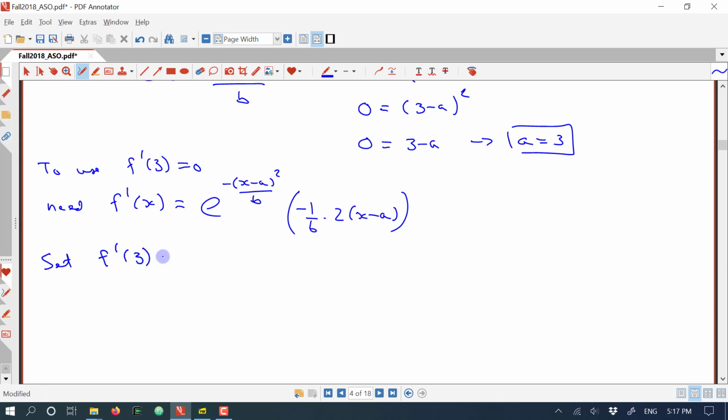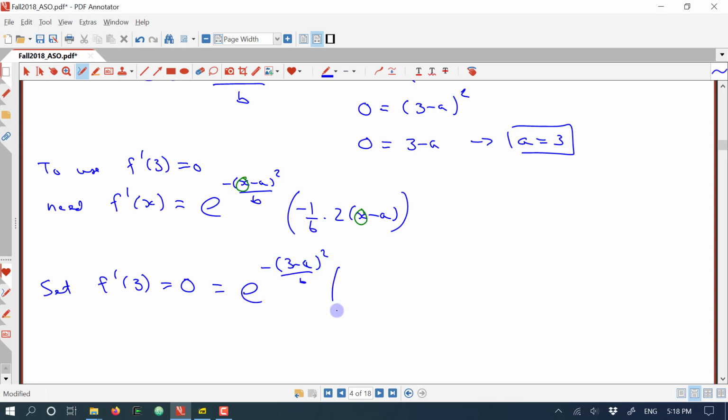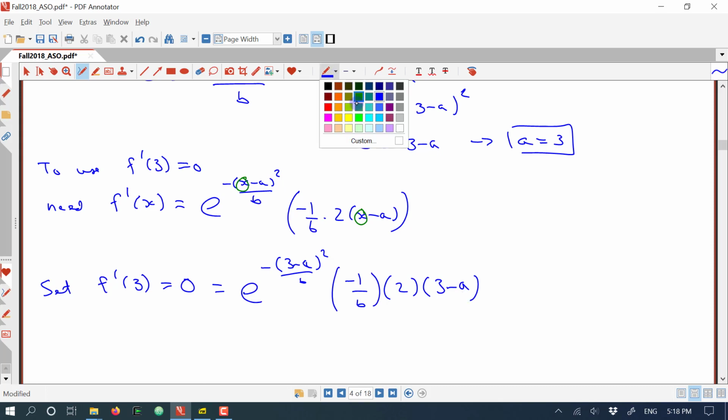And then we're now going to set the derivative at 3 equal to 0, and that's going to break down into this. I'm just going to move this a little bit, give us some room for the exponents. So we're going to sub in x equals 3. So notice where the x's are. They're here and here. So we're going to get e to the minus (3 minus a) squared all over b times minus 1 over b times 2 times (3 minus a). And in fact, we know a too, so let's do that at the same time, 3.